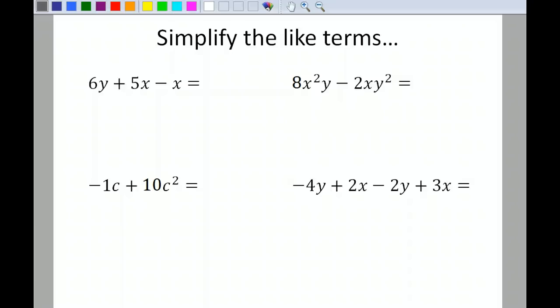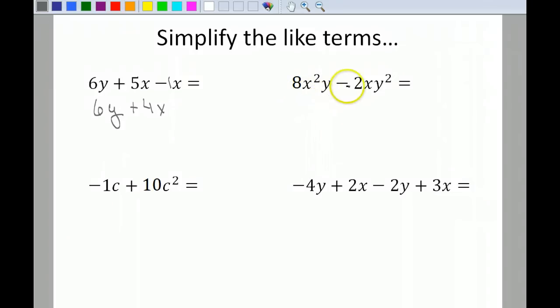Okay, let's take a look at these. Now these look a little different. I have 6y plus 5x minus x. Well, 6y doesn't match with anything else, but 5x minus x, those are like terms, so I can go ahead and combine those. So I'm going to drop down my 6y. What's 5x minus 1x? Positive 4x. And that's as simplified as I can get that one.